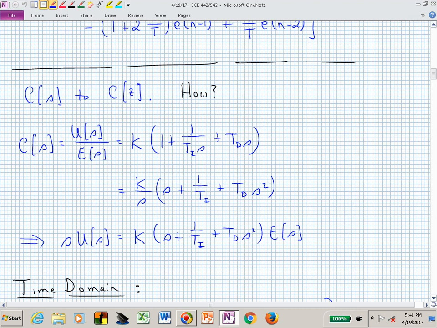Then we can multiply both sides through by s, and now we have sU on the left-hand side, and we have this operation on our error signal in the frequency domain, where we now have a derivative, we have a constant, and we have a second derivative of our error signal. But on the left, what do we have? In the time domain, what is sU equivalent to?